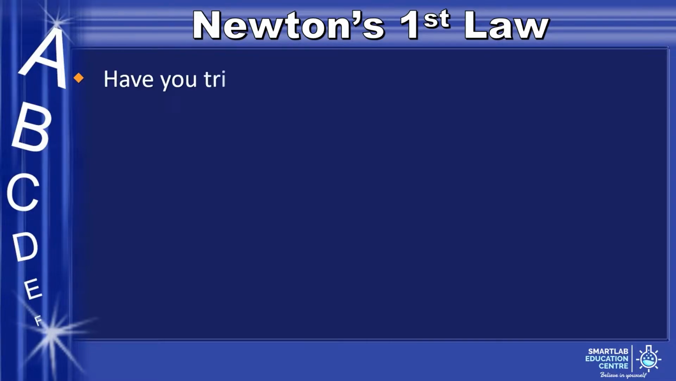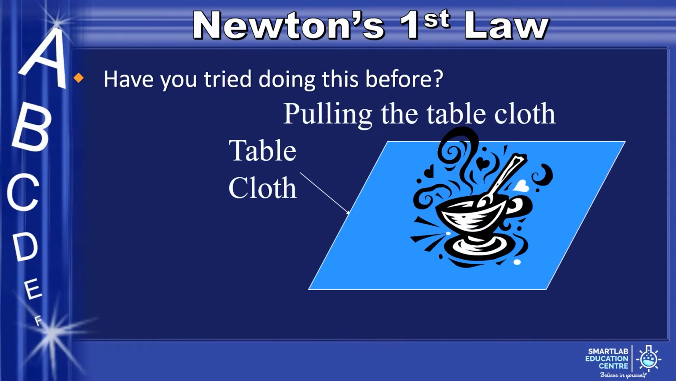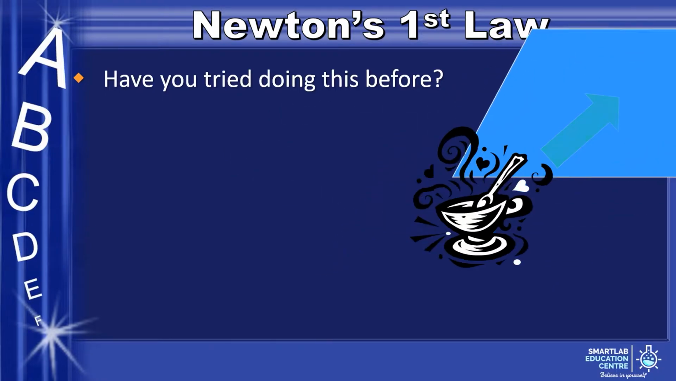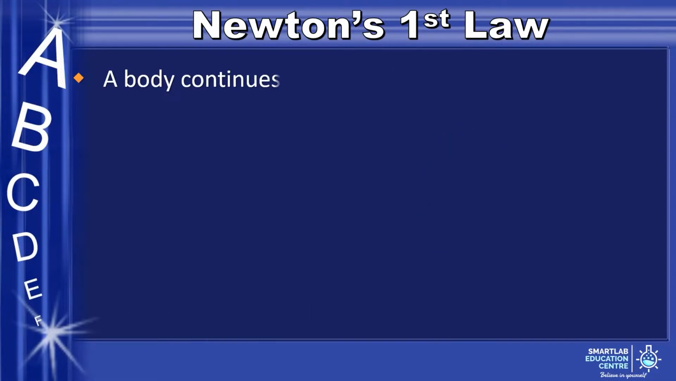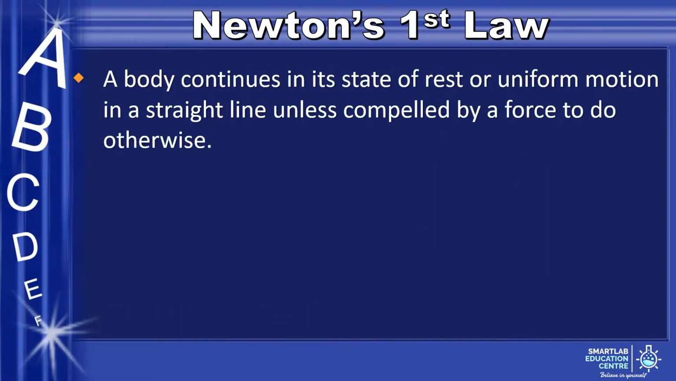Have you tried this before? When you pull a tablecloth quick enough, the cup of coffee remains at the same position and does not move. Why is this possible? To uncover this, we should talk about Newton's first law of motion. It states that a body continues in its state of rest or uniform motion in a straight line unless compelled by a force to do otherwise.